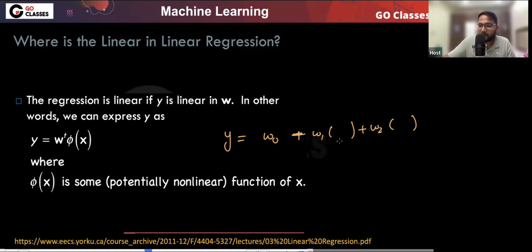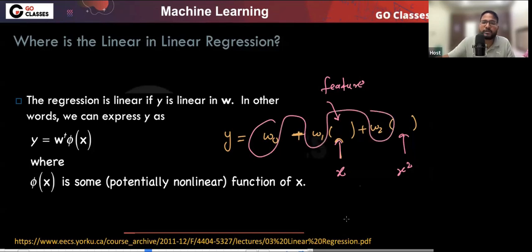Now here, does it have to be X only, or can it be X square? It can be X square also, right? So it is just a feature. Whether the feature is X or X square actually doesn't matter to me, at least not to linear regression. It is linear. As long as it is linear in W's, it is good.